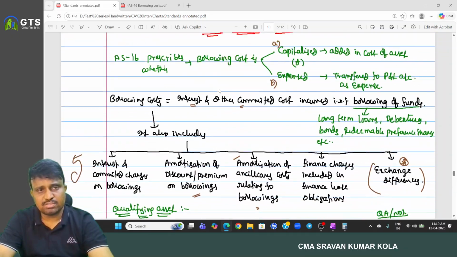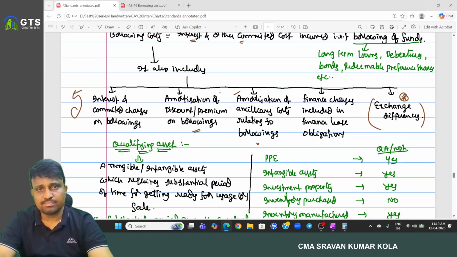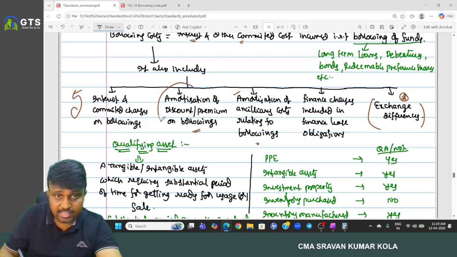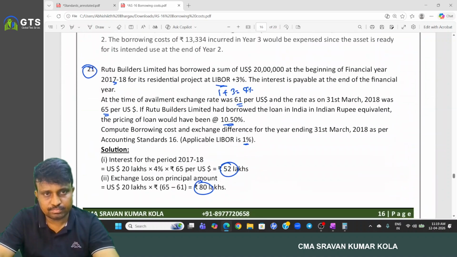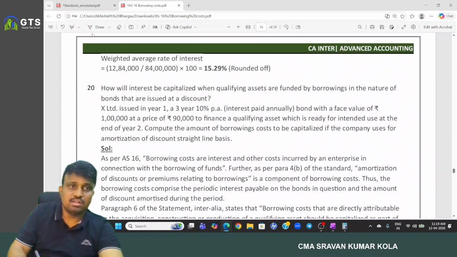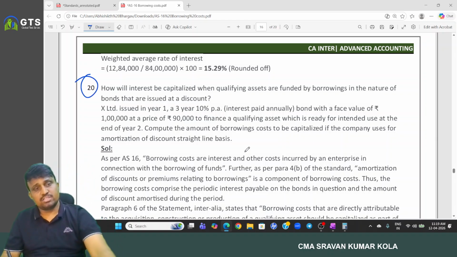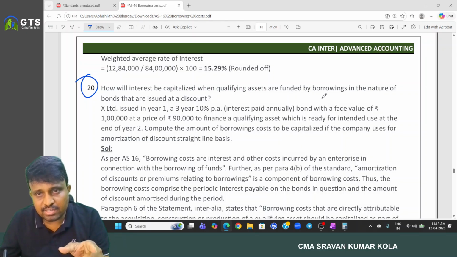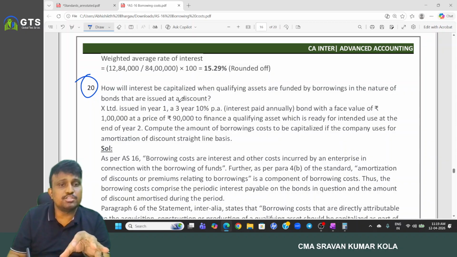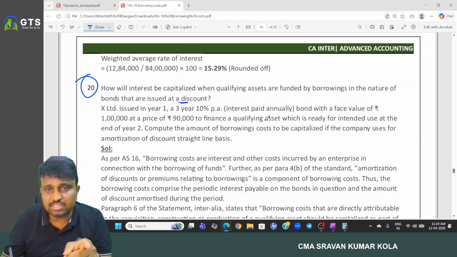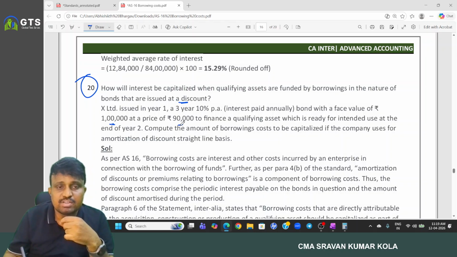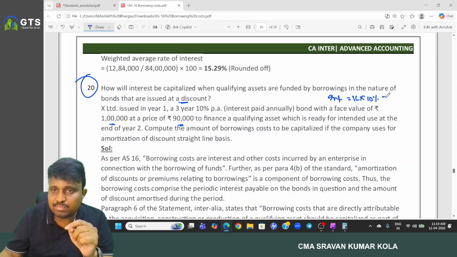Only three. And first we discussed what is meant by borrowing. And one more point relating to the amortization of discount. I have one problem. How will the interest be capitalized when qualifying assets are funded by borrowing in the nature of bonds that are issued at discount? Here is the example. Excel Limited issued in year one a 3 years 10% per annum bond with face value of 1 lakh at a price of 90,000. And what is the interest here? 1 lakh into 10%, nothing but 10,000.